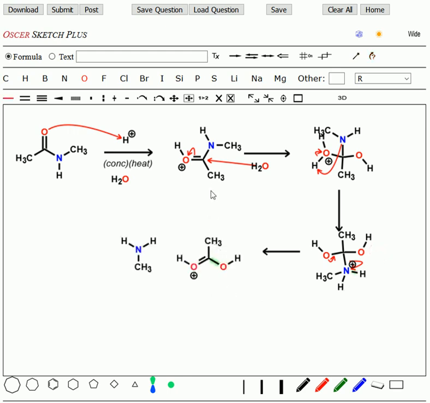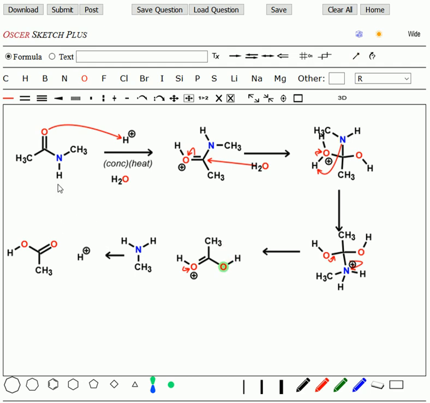So this is our protonated carboxylic acid. All we have to do is to lose the proton on the carbonyl, and we're finished. So this is the acid hydrolysis.